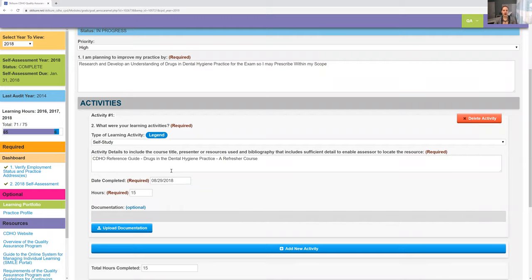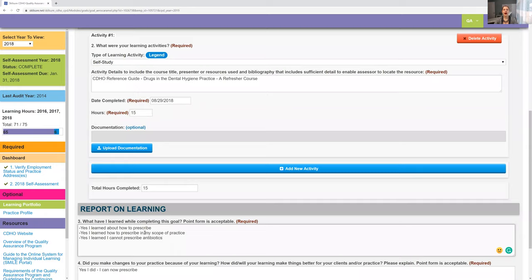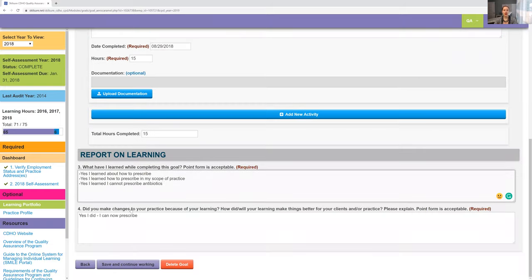Because I want you to do that and then take points from that and put it in what you have learned. Because I guarantee you that you had learned more than how to prescribe and how to not prescribe antibiotics. You did learn more than that. So feel free to put that in here.